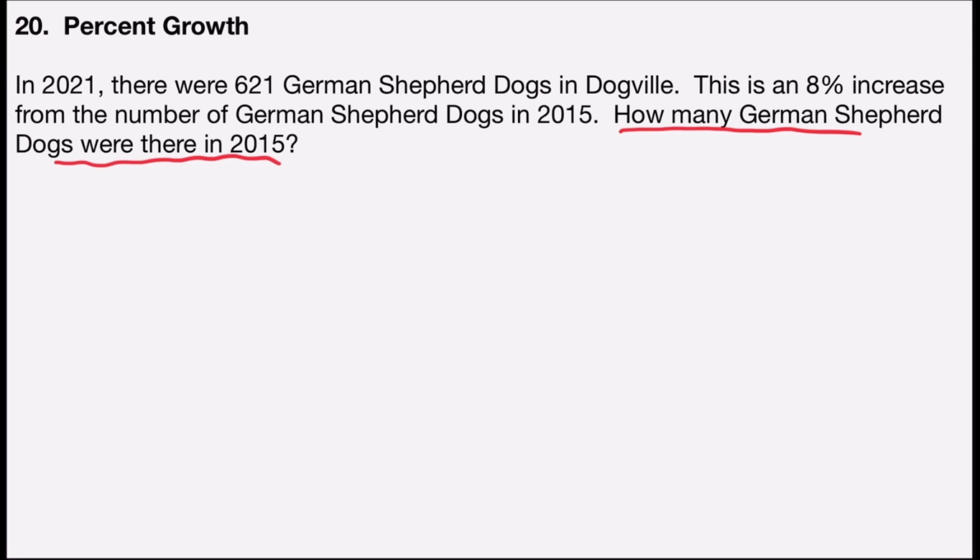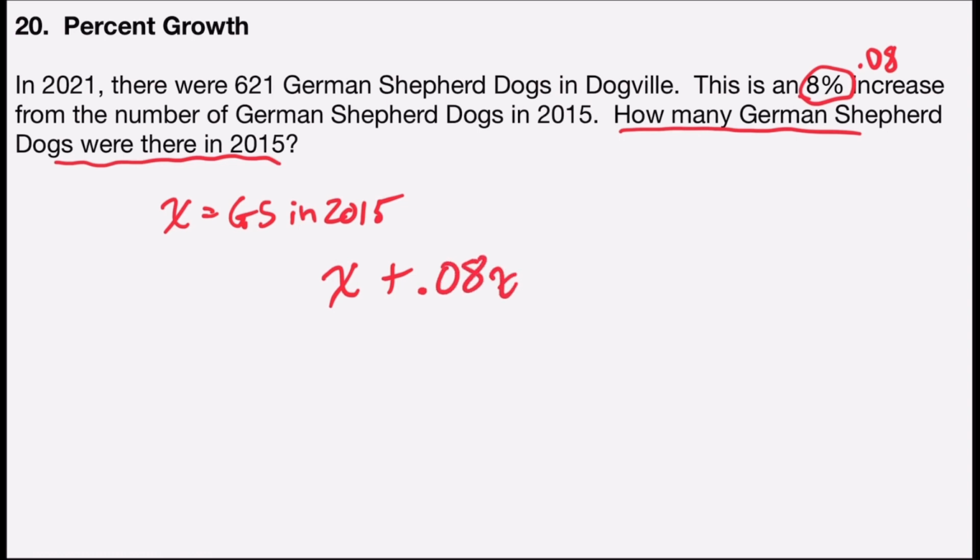Since that's my question and that's what I'm finding, that's going to be my variable x. So x is going to equal the German Shepherd dogs in 2015. Now, I know there's an 8% increase, and as a decimal, that's 0.08. So I'm going to start in 2015 with the number of German Shepherd dogs, x, and I'm going to add to that 8% of that number, which would be 0.08x, and that will equal 621, or the number of German Shepherd dogs in 2021.